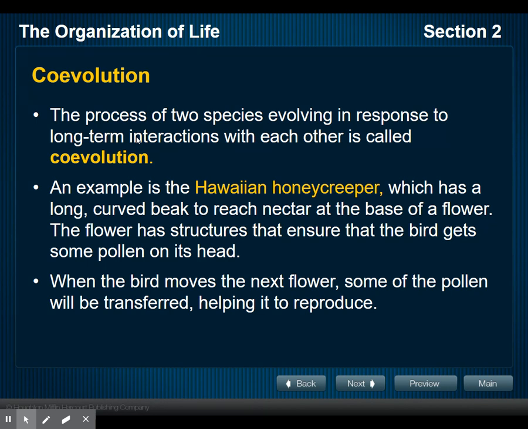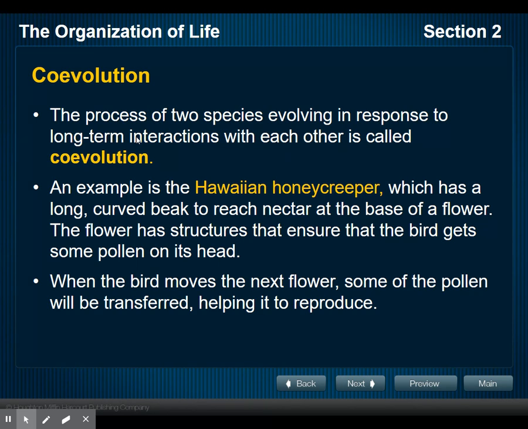What are 2 organisms that have evolved in response to a long-term relationship with one another? No, I'll give you the textbook example, while we're talking about it. The textbook example is the Hawaiian honey creeper, which is a type of bird. It has a long curved beak to reach nectar at the base of a tubular flower. And the flower has a structure that dumps pollen on the bird's head when it gets to the nectar. And so the flower gets pollination out of this relationship. What does the bird get? Allergies. Right. It's nectar, right?